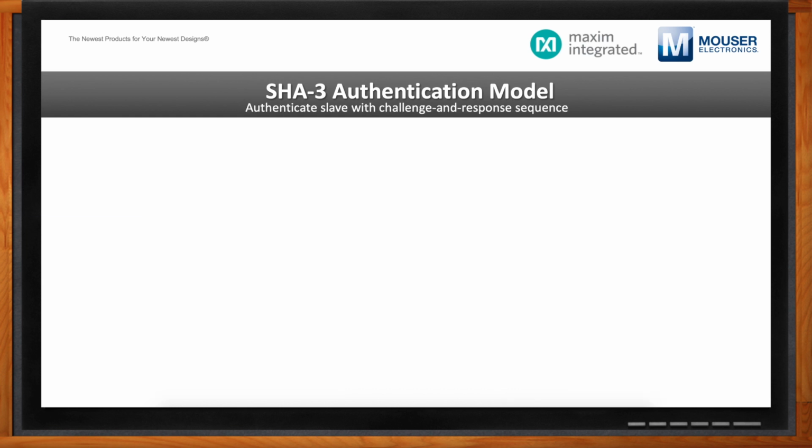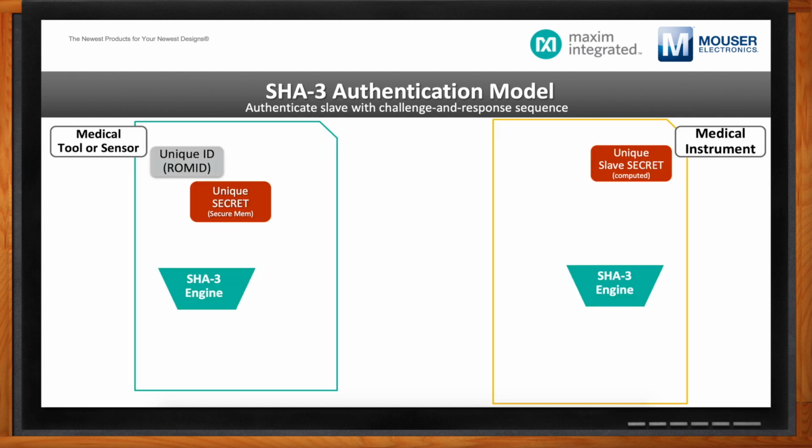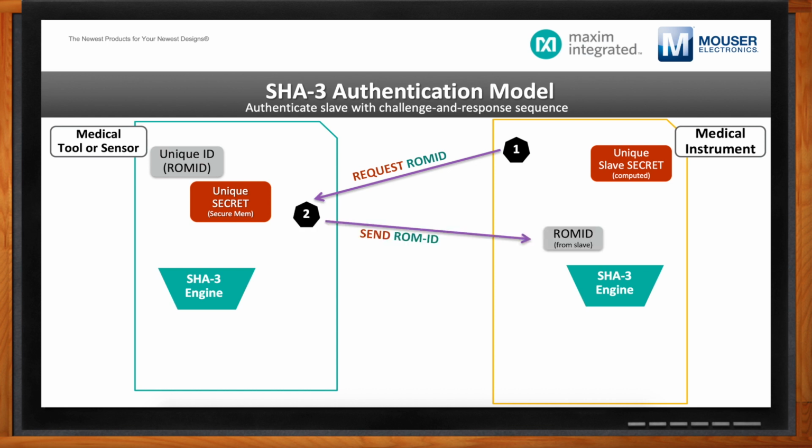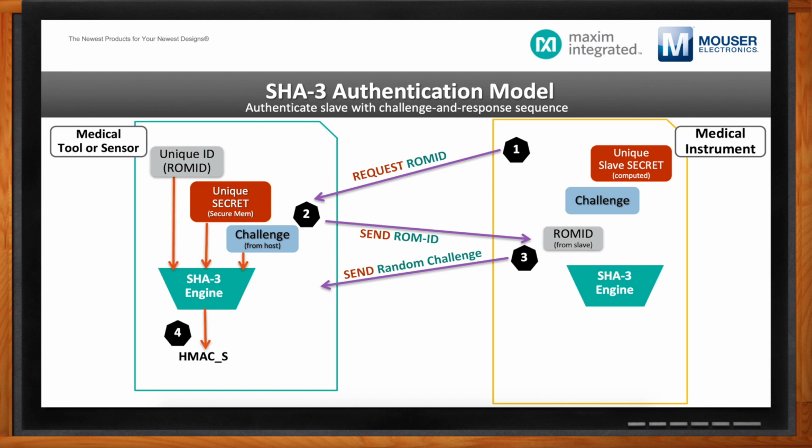So here, let's look at how we're going to authenticate this tool or the sensor to the medical instrument. Again, the first thing that'll happen is the instrument will request from the device the ROM ID. We'll send that over. We talked previously about the need for the instrument to generate a challenge, a random challenge. So we've got that ability. That challenge is generated and delivered over to our part. So now our part has all the components that it needs to compute a SHA-3 HMAC that's going to go back. So it's got its unique ROM ID, its unique secret, this challenge that came over, does some SHA-3 HMAC math on it, computes an HMAC_S in this image here, slave value, sends that over to the medical instrument.